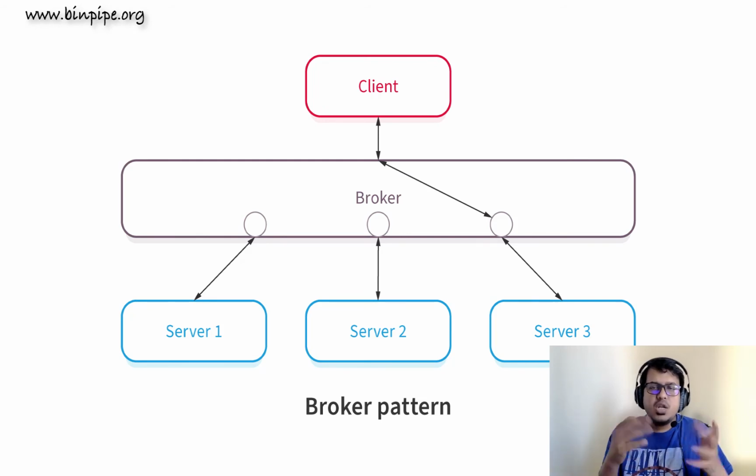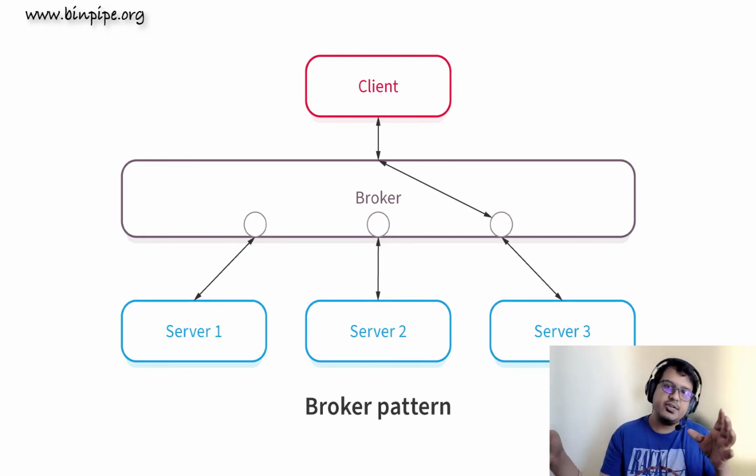Now, what are the characteristics of a broker architecture? If you're looking at the diagram, you'll understand that the broker component coordinates the requests and responses between the clients and servers. So we went through the client server architecture a while ago. That is where the client directly talks to the servers.